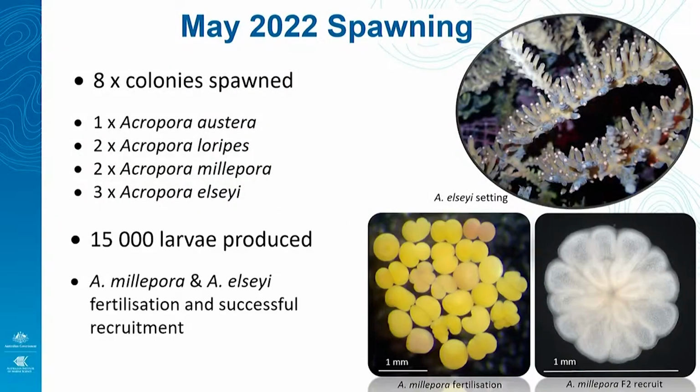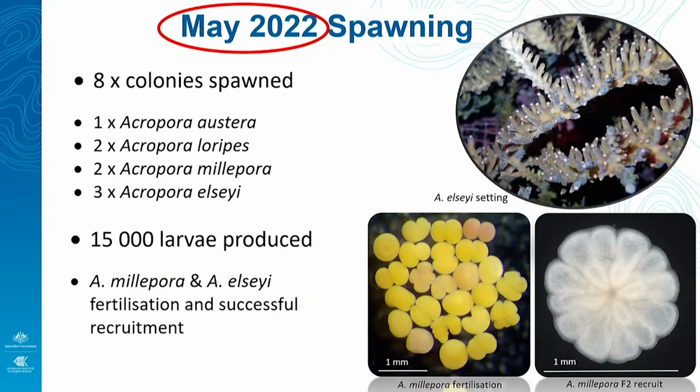And in 2022, we finally observed the spawning across some colonies. So we had 8 colonies spawn, producing 15,000 larvae. And not only that, we actually managed to fertilise and settle millepora and LCI. So not only are we producing reliable spawning, we were getting successful recruitment.